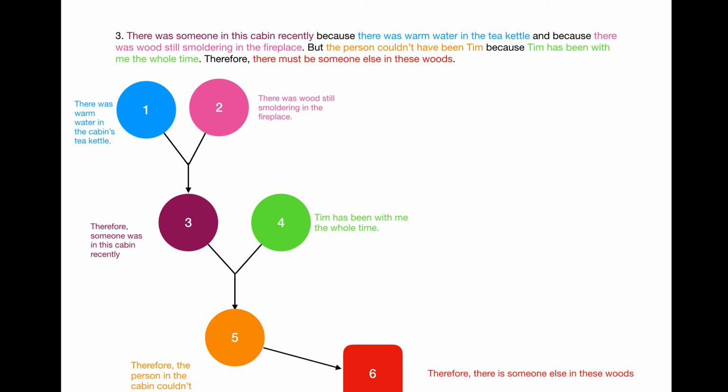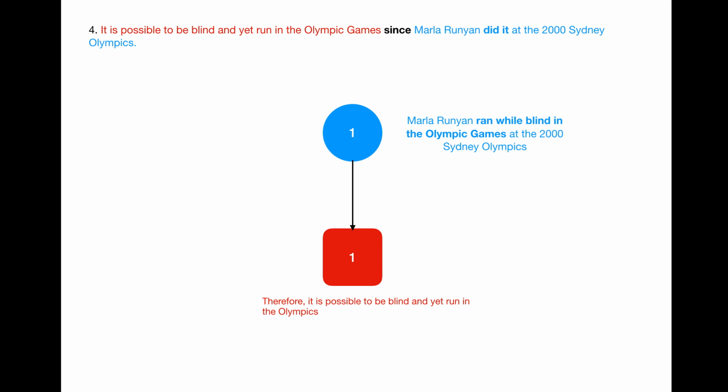Okay. Then you have someone in this cabin recently, and you have that Tim was with me the whole time. Therefore, the person in the cabin couldn't have been Tim because Tim was with me. And then if the person in the cabin couldn't have been Tim, there must be someone else in the woods. Because it wasn't me and it wasn't Tim, therefore it has to be someone else. Okay? I know that one's really complicated, but I just want you to spend time looking at how they're connected, okay? You need 1 and 2 to make 3. You need 3 and 4 to make 5. And 5 brings us to 6.